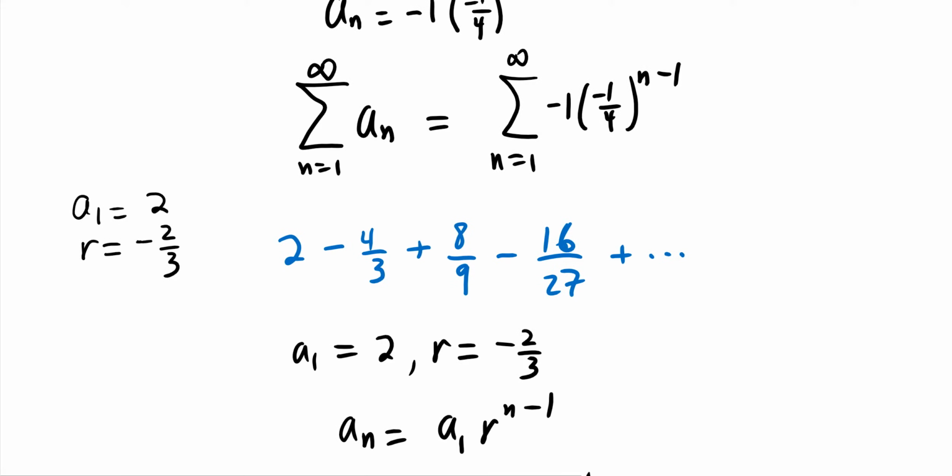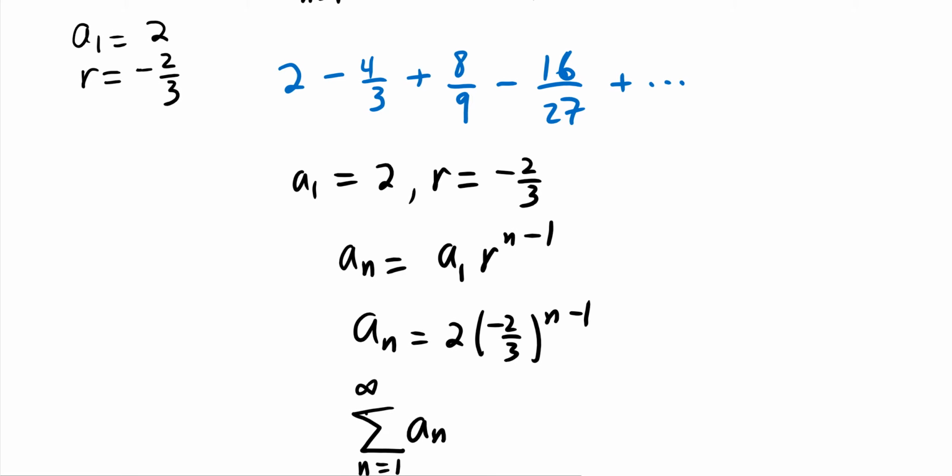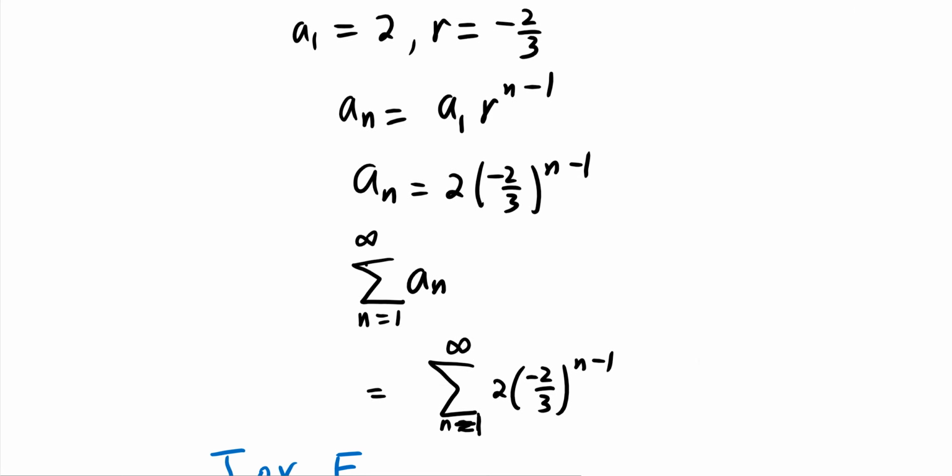So A sub n is A1 R to the n minus 1. And just substitute A1 here 2 and the R -2/3. And n has to stay the same. We don't have to find n. Then we just substitute the an inside the sigma notation to get what we're looking for.